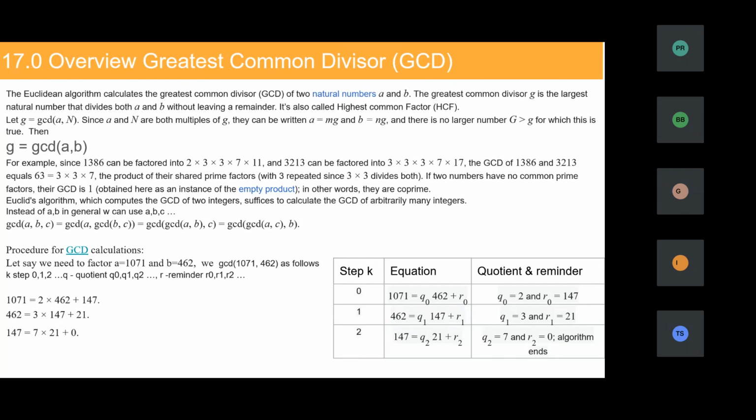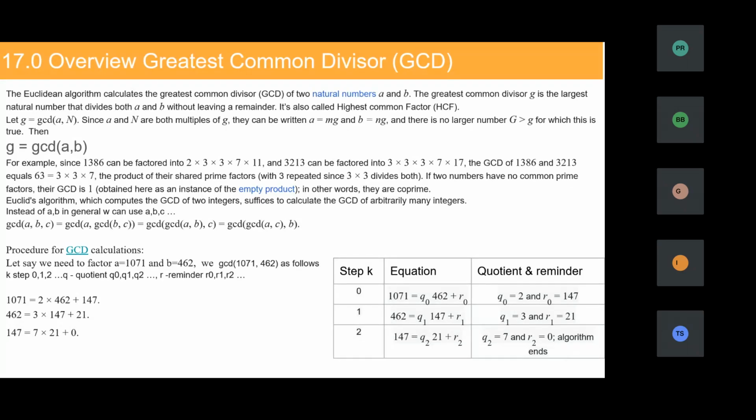So if you go and look at the greatest common divisor G, which is the largest number that divides both A and B without leaving any remainder. So there should be no remainder. This is also called HCF, as I said. So let's take G equal to GCD of A comma N. Instead of A, B, let's say A and N. Now you can call it GCD of A, B or GCD of A, N.